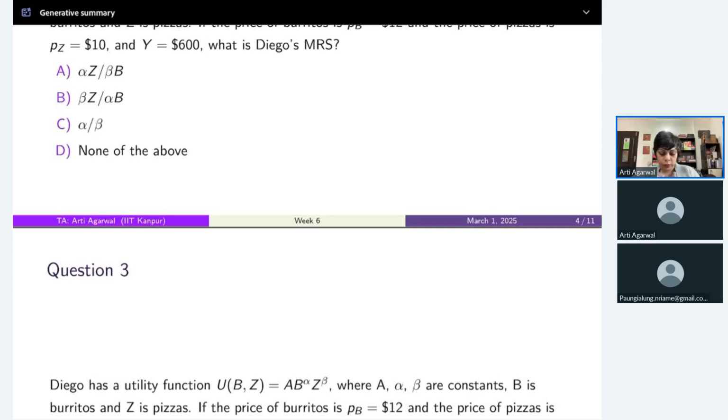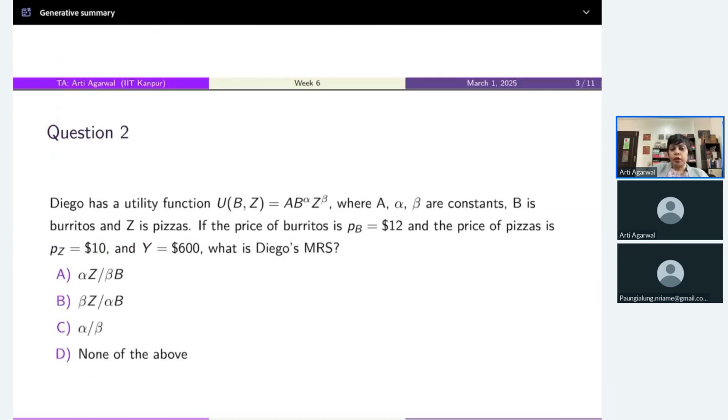For now, we just asked what is the MRS. So how do we calculate the MRS? MRS is nothing but the ratio of the marginal utilities of Diego with respect to the two goods. And that's why we are given U(B, Z), which means you can take B as x on the x-axis, Z on the y-axis, or B as good 1, Z as good 2.